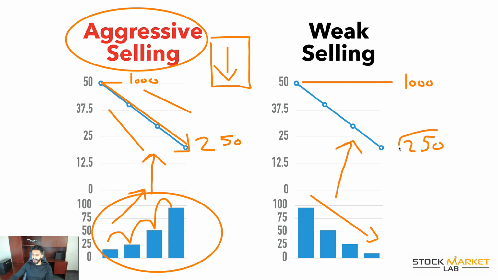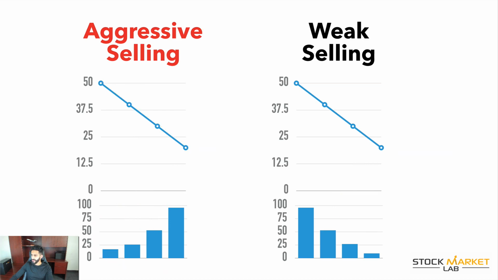Now, that would mean that that's not a strong move down. Maybe some people sold it for $250 because they needed the money, they had to get rid of it, whatever the case is, but that is not a strong move down. This is a strong move down. This is showcasing that sellers are aggressive with increased volume. Now let's look at another example.